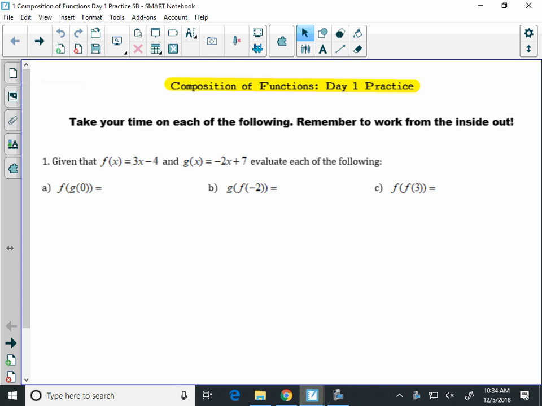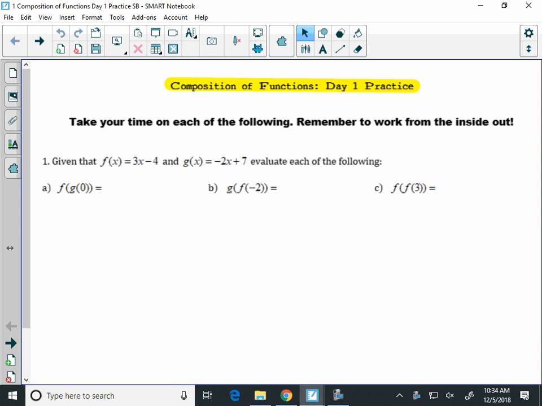All right, everyone, this is the video for composition of functions day 1 practice. So I'm going to do problems 1, A, B, and C, and 2, D, E, and F on this video. If you have questions on any problems that are not on this video, check the key that's posted on Canvas or ask your teacher for help.